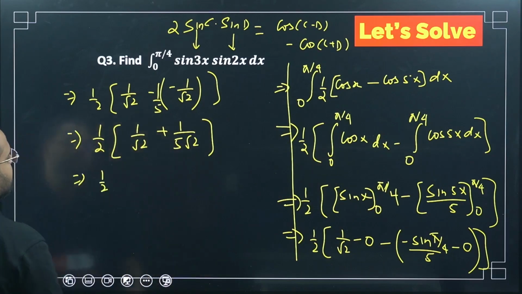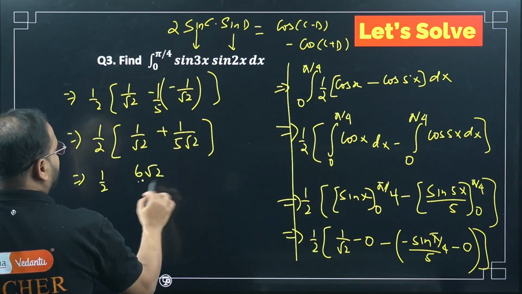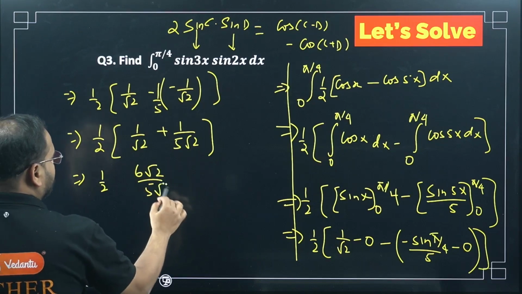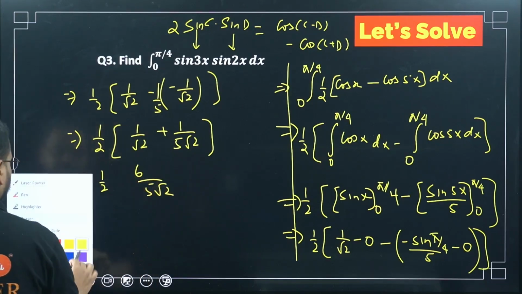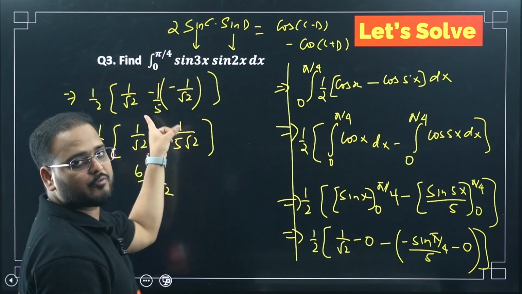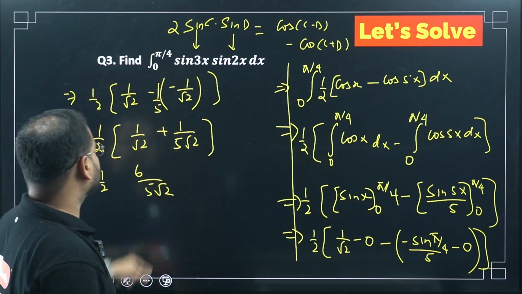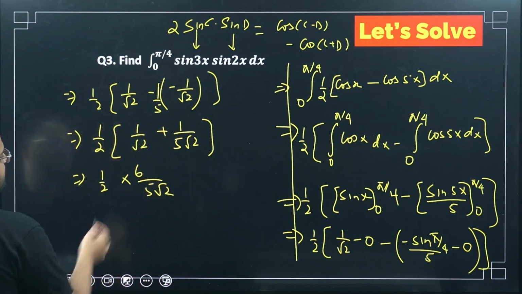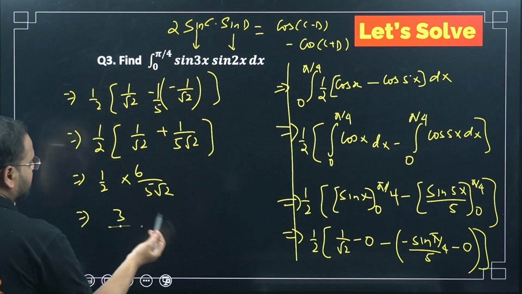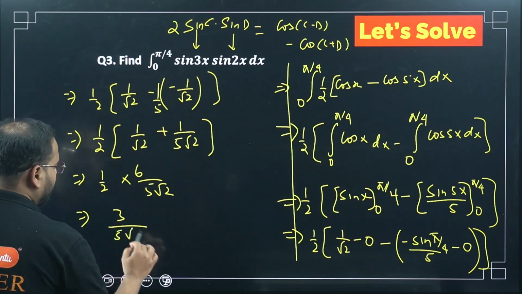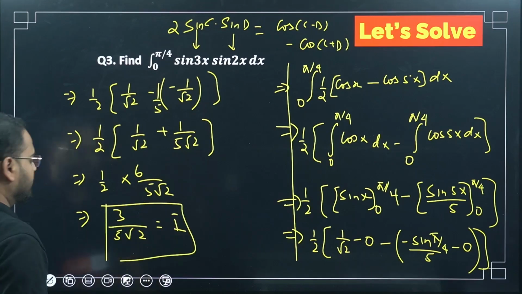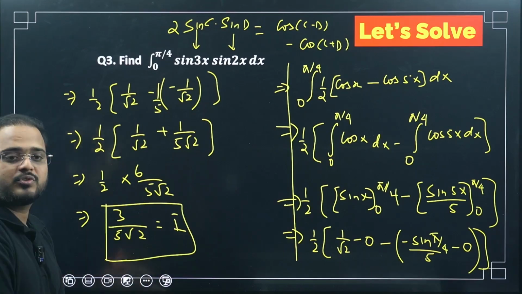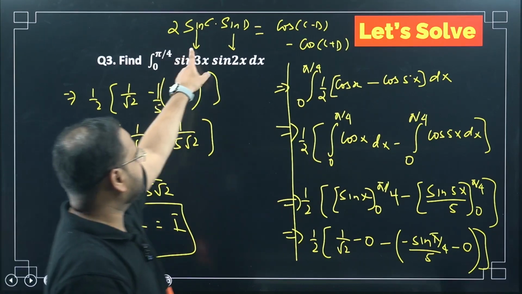How much is this? This is going to be 6 by 5 root 2. Please check the LCM here. LCM will be 5 root 2. You have to add 5 plus 1, which is 6. 6 is there in multiplication, so I have to cancel this. My answer for this integration is 3 upon 5 root 2. This is my final answer for the integration. Simple enough. Very simple question. Just use this formula.